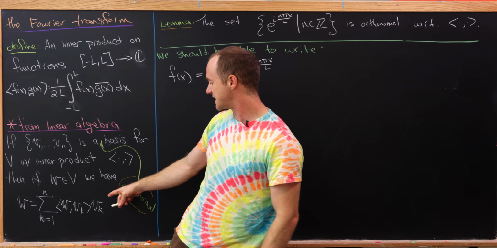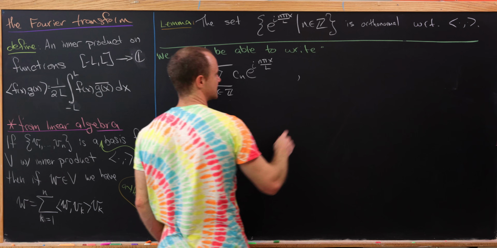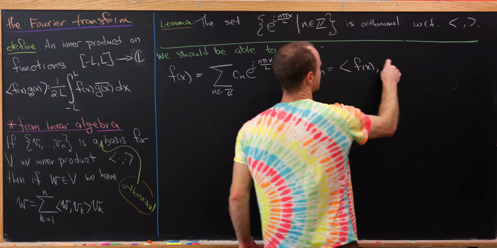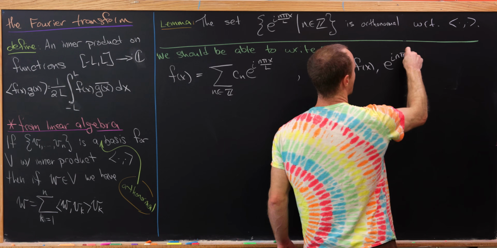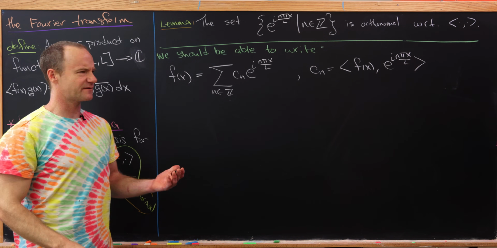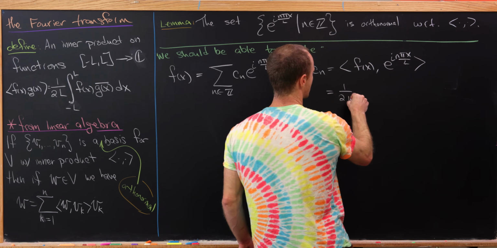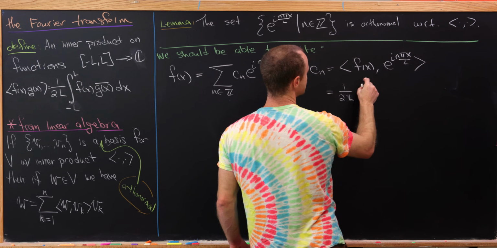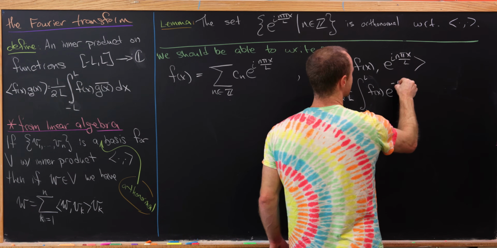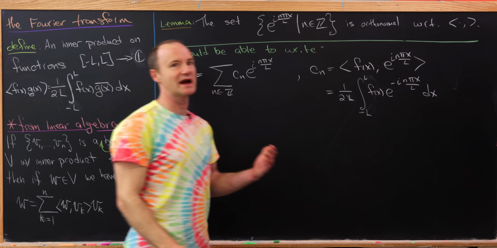Well, based off of this motivation over here, c_n is this inner product number. So in other words, c_n is the inner product of f of x with e^(i n pi x / L). But that's defined in terms of an integral. Notice that this is equal to 1 over 2L times the integral from minus L to L of f of x e^(-i n pi x / L) dx, where we got that minus sign from taking the complex conjugate.